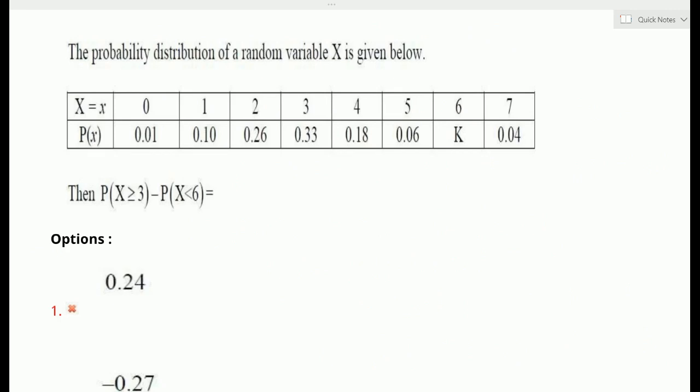Now we'll start random variables and distributions. What is the question from random variables and distributions? The probability distribution of a random variable x is given below. A probability distribution table is given, with x values and corresponding probabilities. Then what did he ask? He asked for P of x greater than or equal to 3 minus P of x less than 6.